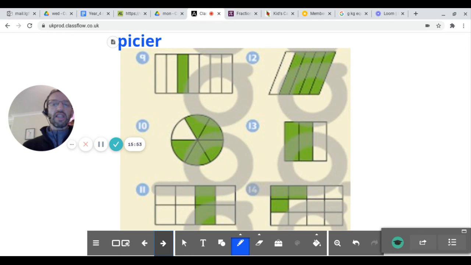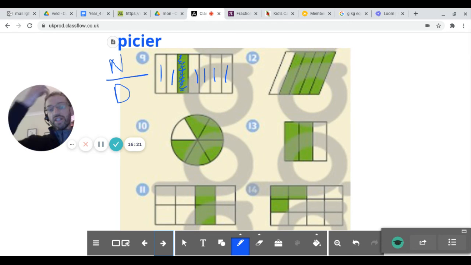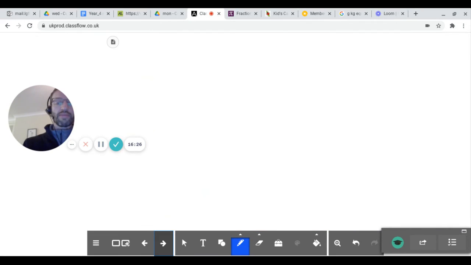Last but not least, something spicier is representing these as well. The spicier work is representing these as fractions. So here I'd have to think how many altogether. 1, 2, 3, 4, 5, 6, 7. Where am I going to put that number 7? Is it going to go on the top, which is the numerator, or is it going to go underneath, which is the denominator? And then I've got to think how many are shaded. Well, only 1 is shaded, so the number 1's got to go somewhere. So I'm going to have a 7 and a 1. I've just got to write down the fraction that that's representing and do the same for all the shapes. Well done.